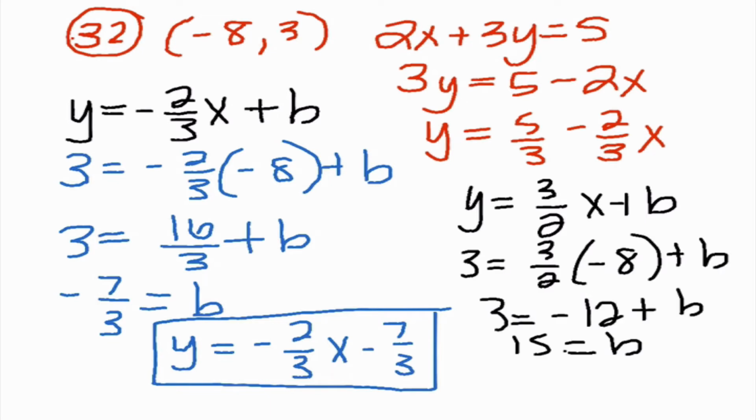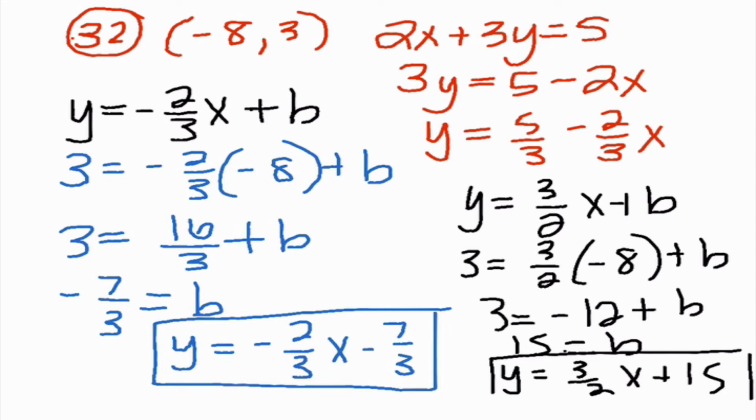So now I'm plugging in negative 8 and 3 again, and when I go through the algebra, I get 15 is equal to b, so my equation would be y equals 3/2 x plus 15, and that would be the equation of the line perpendicular. So remember, parallel means I have the same slope. Perpendicular means I have the opposite reciprocal.